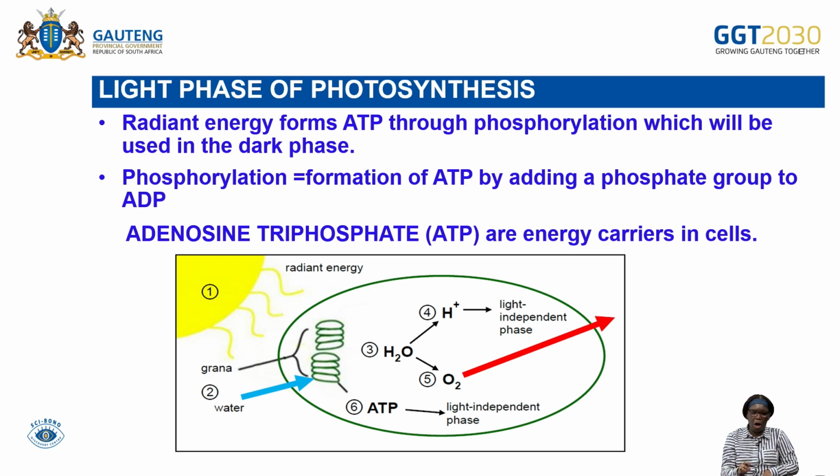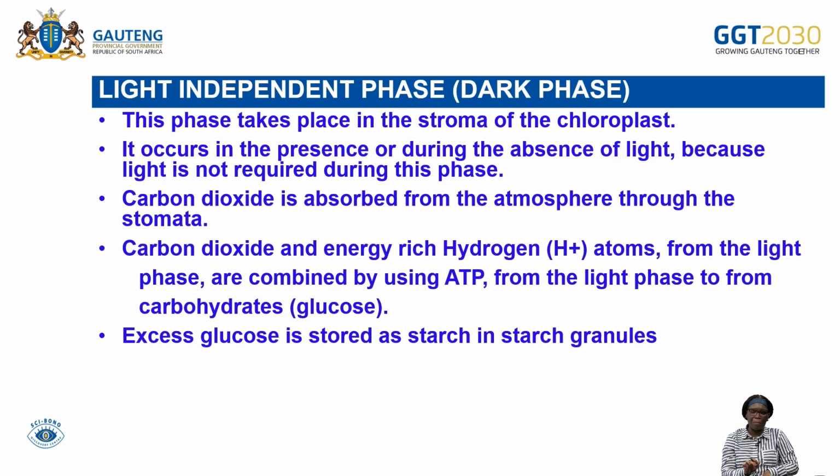Let us move on. This is the light phase of photosynthesis. This is the phase that occurs in the presence of light. And it occurs where? In the grana of the chloroplast.